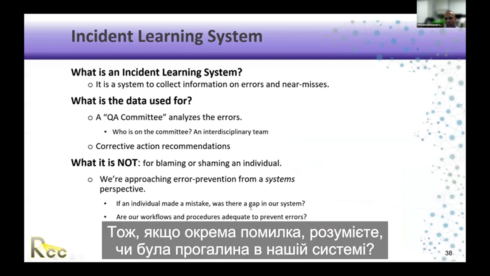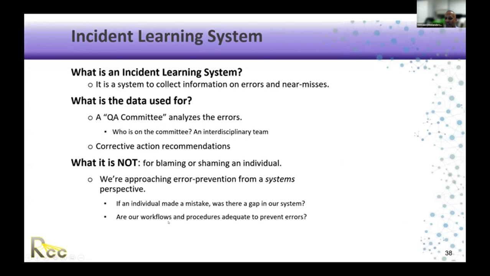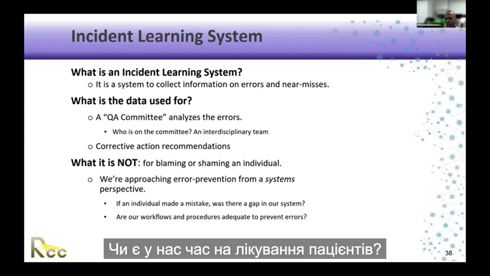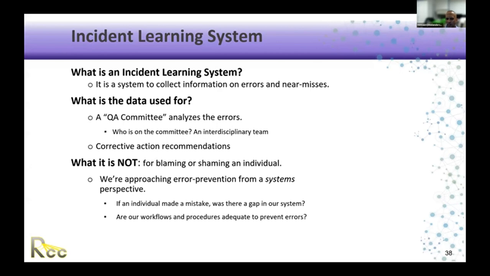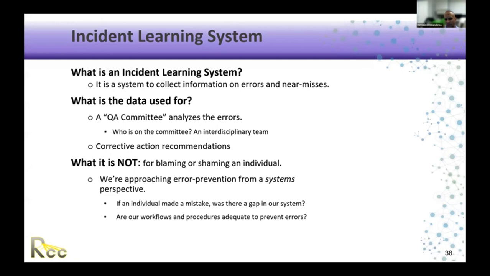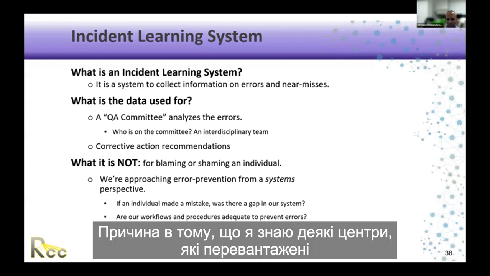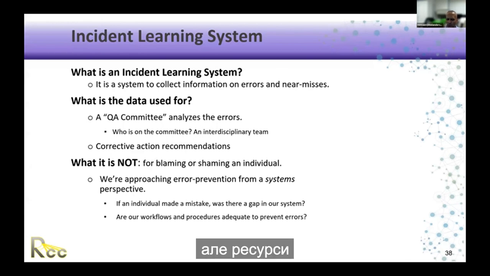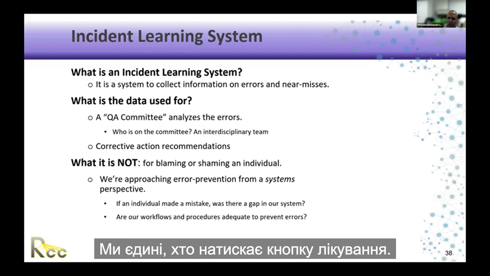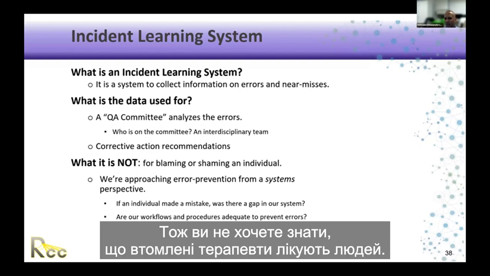So if an individual made a mistake, was that a gap in our system? Do we need more training for that individual? Do we have the workflow? Do we have time to treat patients, to prevent errors? And how many RTTs do we have there? I don't know how you practice in your clinic, but it's very, very important to have two RTTs. I know some centers are strapped for resources, but the first resource should go to RTTs, because we are the ones pressing that button to treat. You don't want tired RTTs treating people.